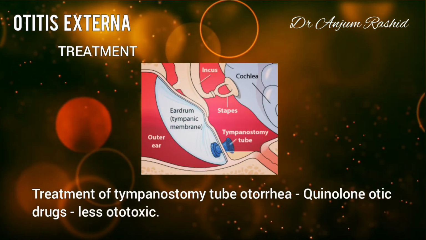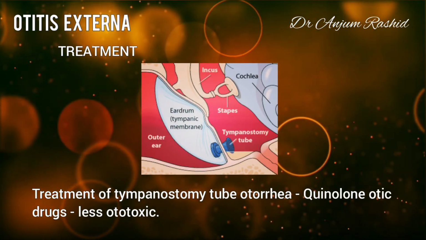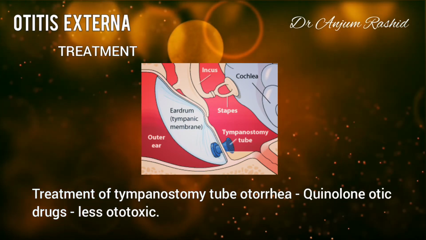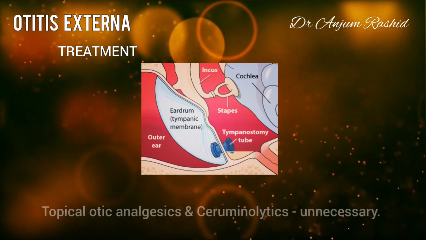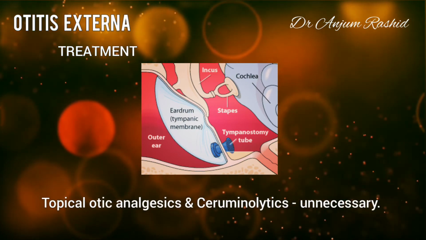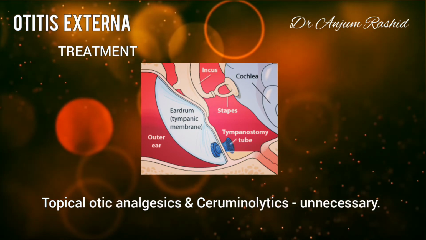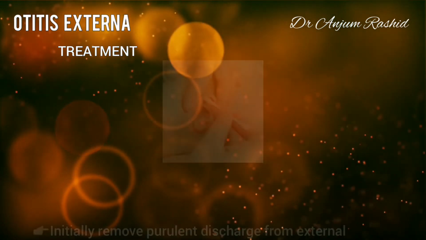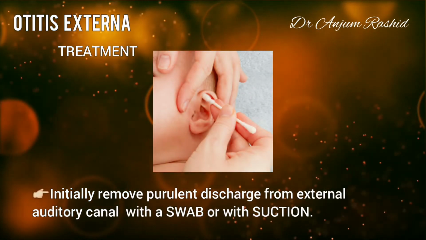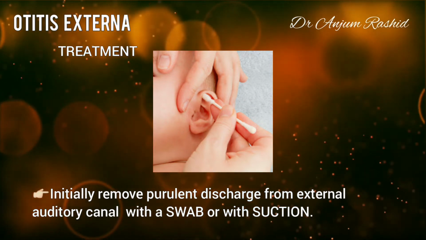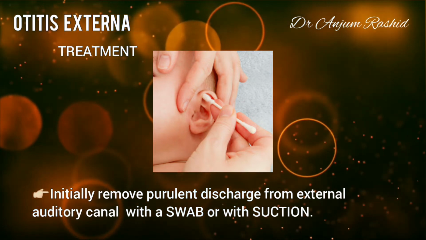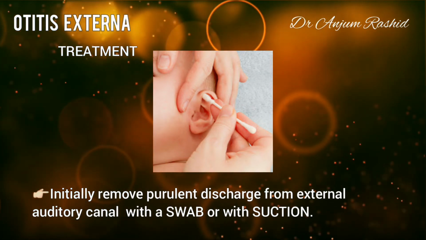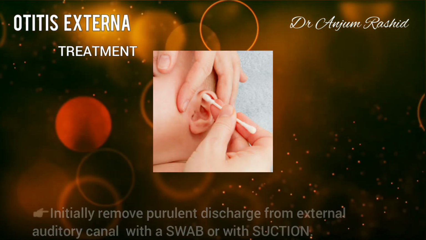Now, tympanostomy tube otorrhea is best treated with quinolone otic drugs. These are considered less likely to be ototoxic. Now, treatment with topical otic analgesics and cerumenolytics is usually unnecessary in otitis externa. With any topical therapy, it is important to remove the purulent discharge from the external auditory canal, and this is done with swab or suction, and this permits instillation of the solution.